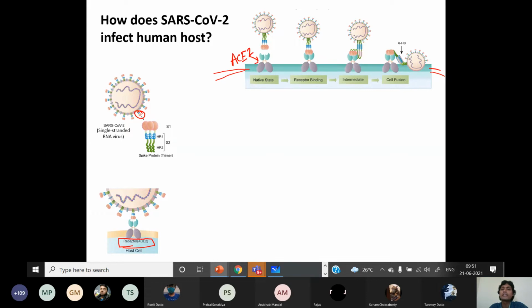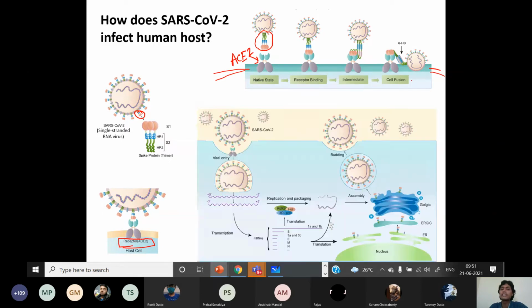Now, this virus has spike protein. We are zooming in to show one spike protein in large view. This spike protein specifically interacts with ACE2. This is receptor binding, meaning the receptor and the viral spike protein bind together. Finally, that leads to endocytosis. Here you can see that leads to viral entry inside the cell.